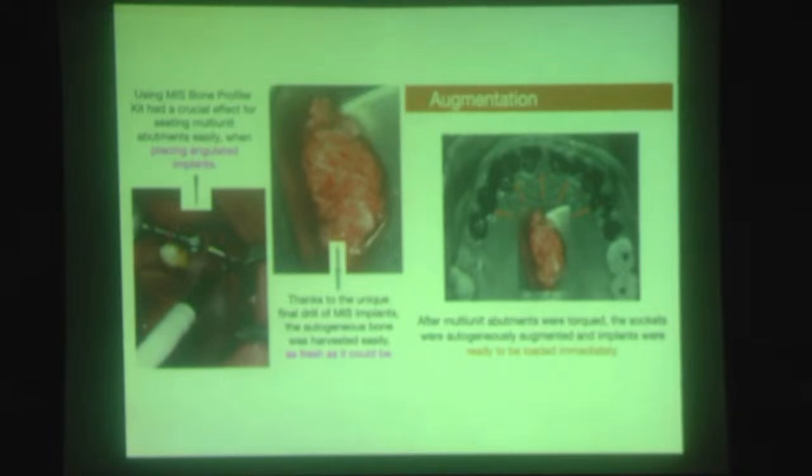And after the multi-unit abutments were torqued, the sockets were augmented autogenously, and the implants were ready to be loaded immediately. So we place this harvested bone here, here, here. In the first layer, we use autogenous bone, and on top of this layer, we use some artificial bone graft materials.